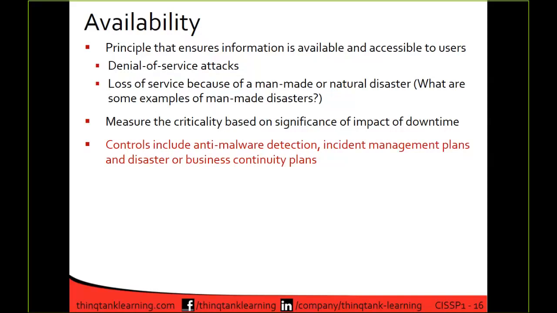So what are some availability controls? Anti-malware detection, incident management plans, disaster and business continuity plans, etc. We can't guarantee 100% availability. We can try and get as close to that as possible, and we have to implement technical controls and administrative controls and physical controls to provide that. For example, you don't want somebody driving a car into your building, so what do you do? You put up bollards, you have hills, you have guys with big machine guns, that kind of thing.